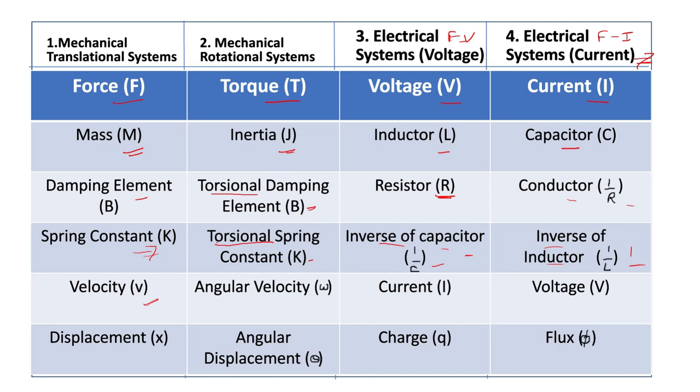Then velocity V becomes angular velocity here, and here it becomes current, and here it becomes voltage. And now integrate these things, then you will get this. So displacement x becomes angular displacement theta here, and here it becomes charge q, and here it becomes flux phi. So this whole chart is very important. It will help you in solving many questions. You have to remember all these relations. Therefore, I have represented it in a chart. You can note it down also.